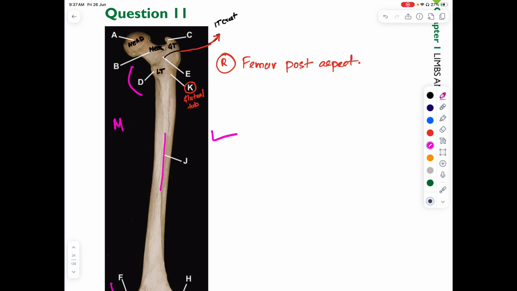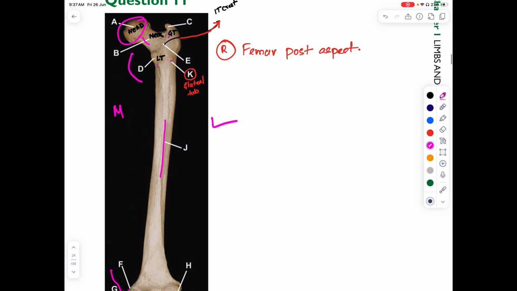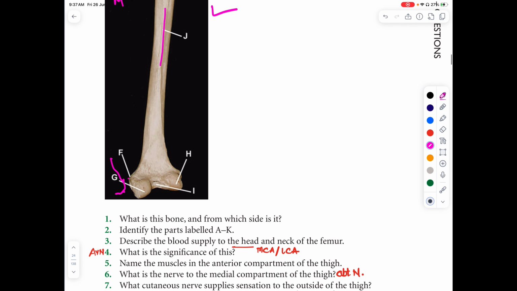What you are seeing is the head of the femur, neck of the femur, greater trochanter, lesser trochanter. Posteriorly it is very thin, and the intertrochanteric crest is there, and K is the gluteal tuberosity. This one is the gluteal tuberosity. So what you see, this is the linea aspera. So the bone is from right side A to K.